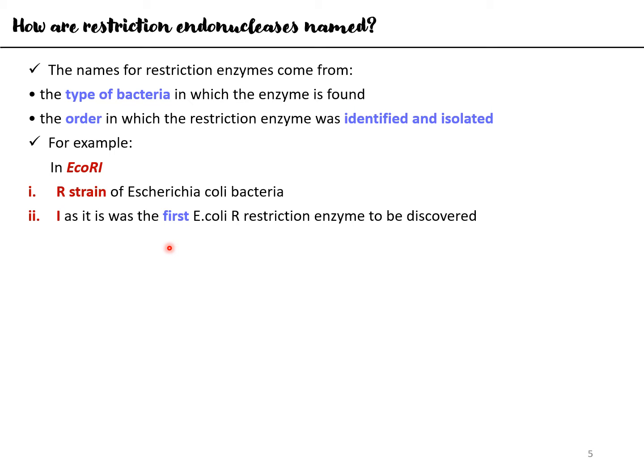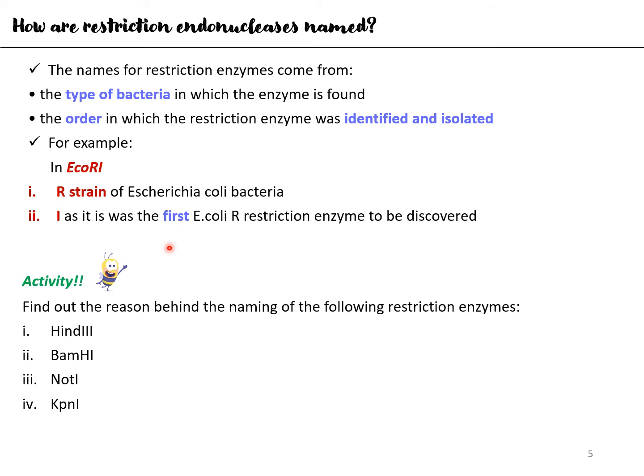Okay, hence the name. So a fun activity would be for all of you to find out the reason behind the naming of some of these restriction enzymes that are commonly used. It's pretty straightforward. I will give you a hint. So for instance, BamH1. So 1 indicates that it was the first enzyme to be isolated, or the first restriction enzyme to be isolated from this particular bacteria species. Look it up. It would be a fun exercise for all of you.